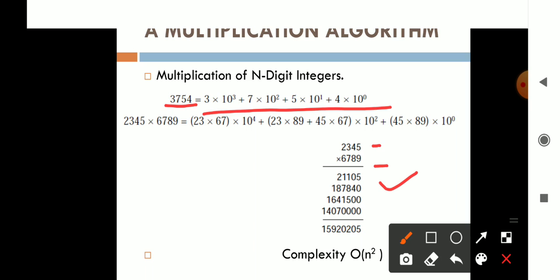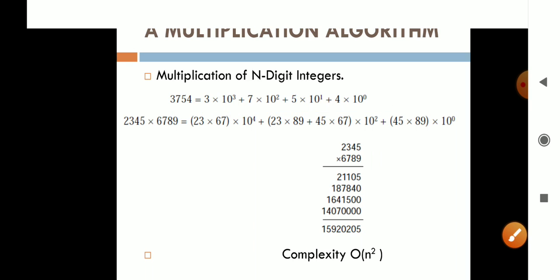Now we know that every time we have to repeat the step, and before each step we have to put zeros in the unit place, so that we get the actual value. But here we have to multiply each and every digit recursively. So we can shorten it by using the divide and conquer algorithm.